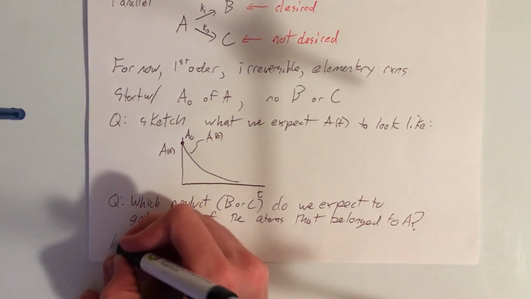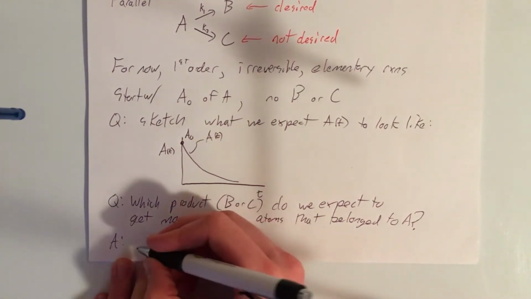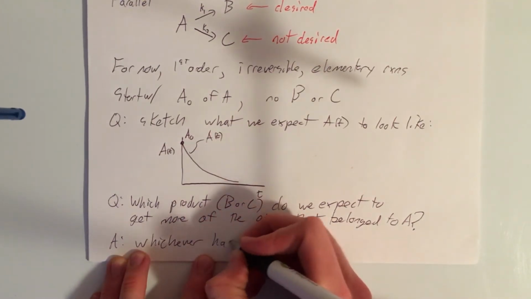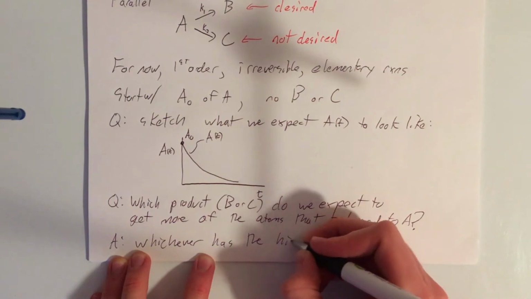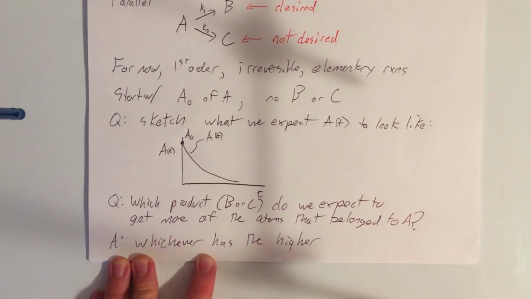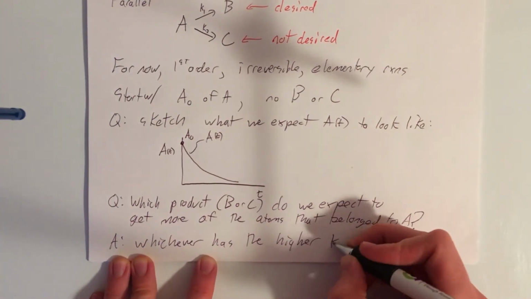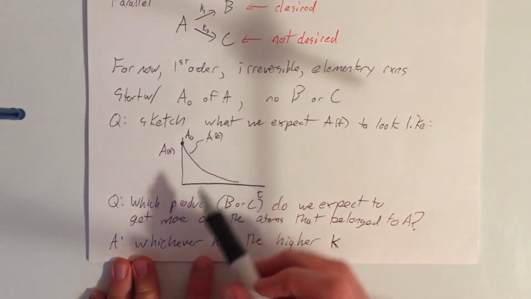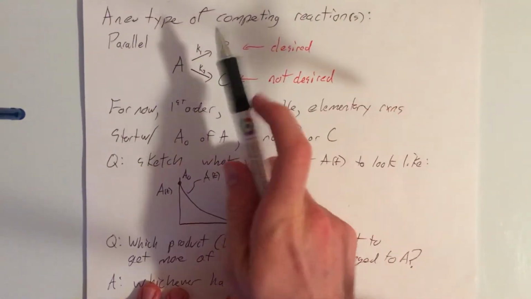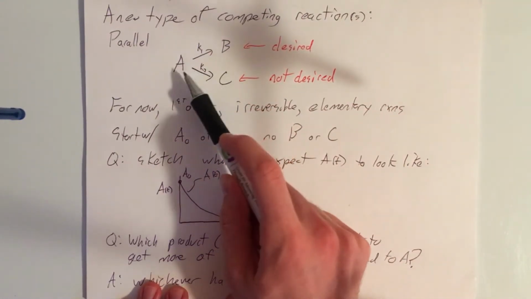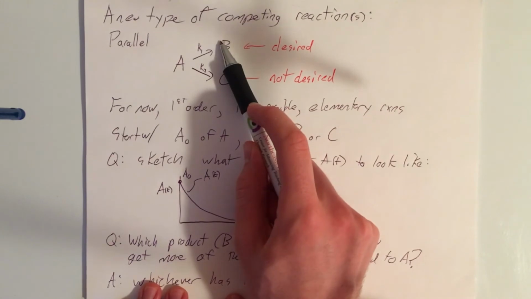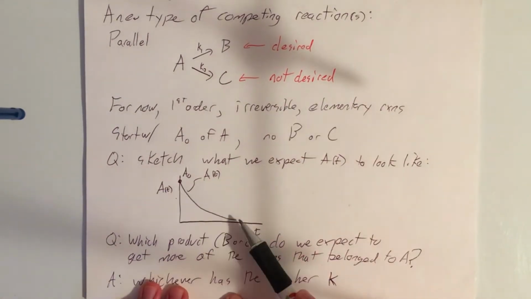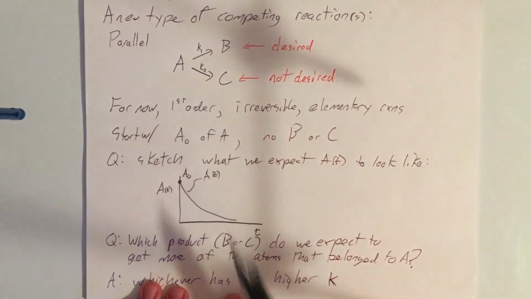All right, so the answer is whichever of them had the higher rate constant, at least for first order reactions. If K1 is much bigger than K2, then this reaction is going to happen many more times during the time period before which A gets totally depleted than this one.